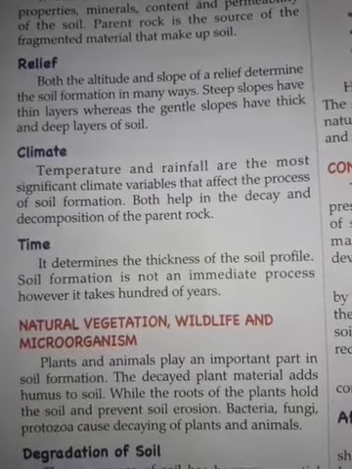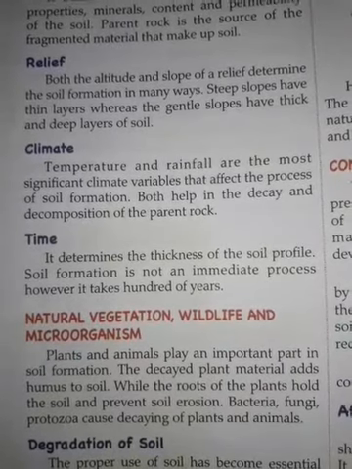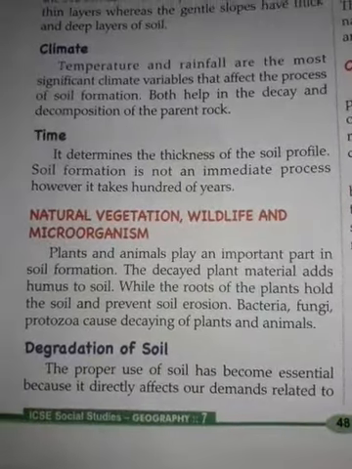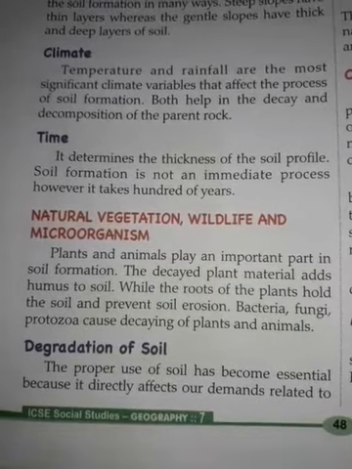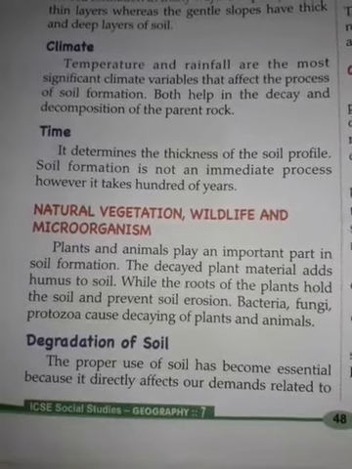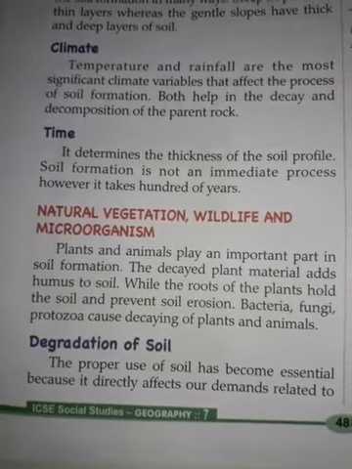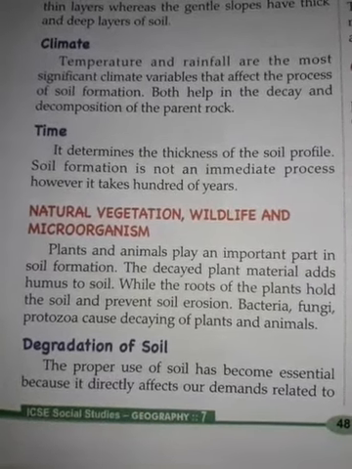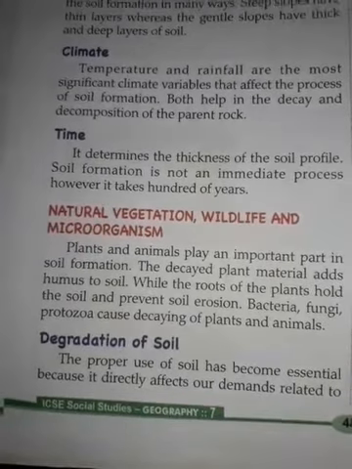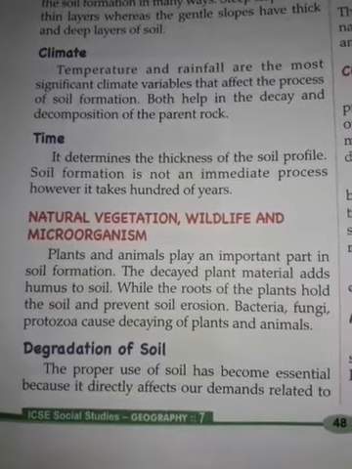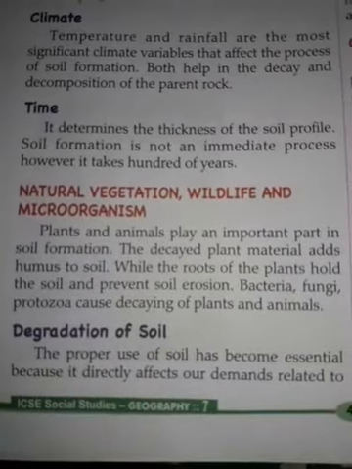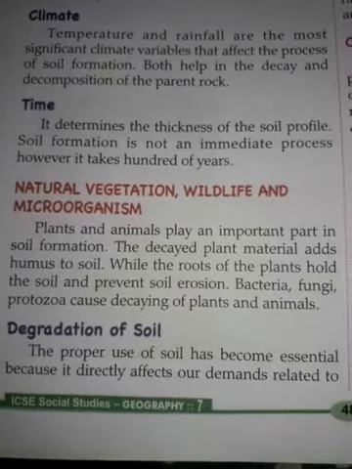Then natural vegetation, wildlife, and microorganisms. Plants and animals play an important role in the formation of soil. When the plants and animals die, they mix in the soil and the humus is formed. This humus is formed by bacteria, fungi, protozoa, which cause decaying of plants and animals.